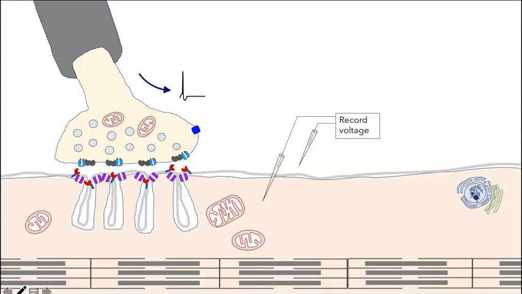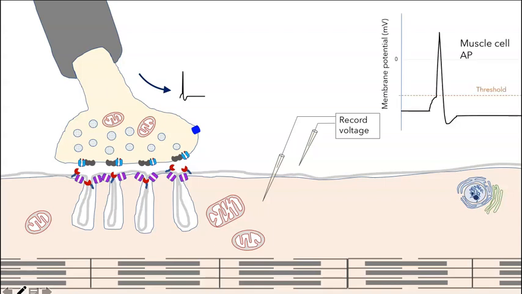And we would see that if we did an experiment where we stimulated the motor neuron to release transmitter and then recorded the voltage. What would happen is that after stimulating the nerve cell, the muscle cell itself would initiate an action potential. And ultimately, this is going to lead to contraction in the muscle cell.